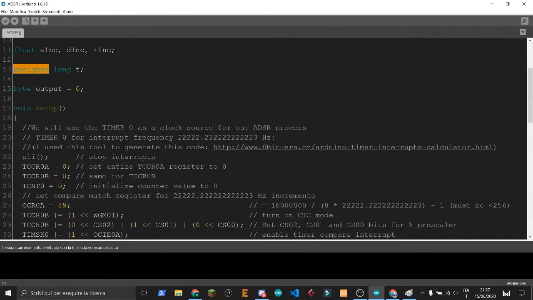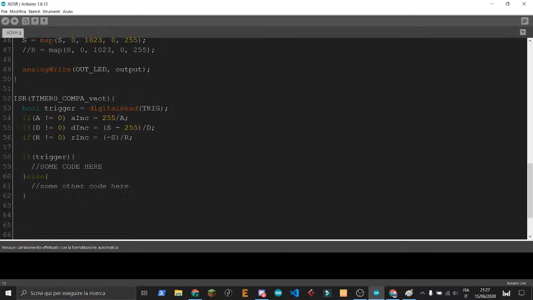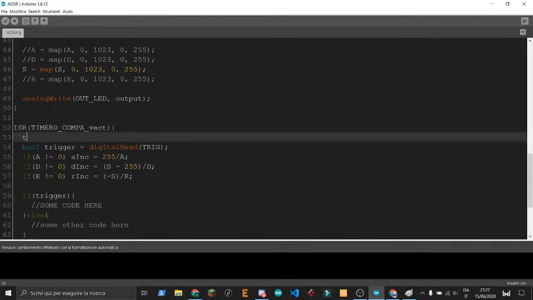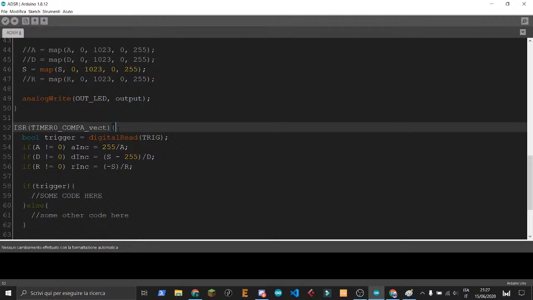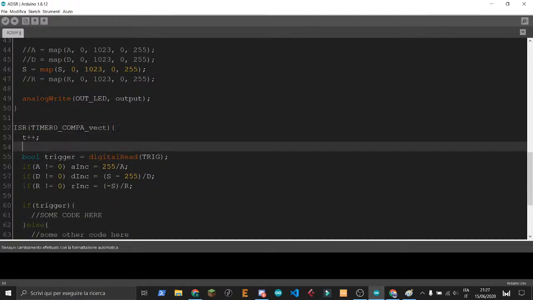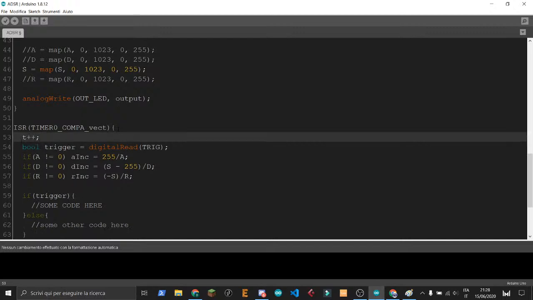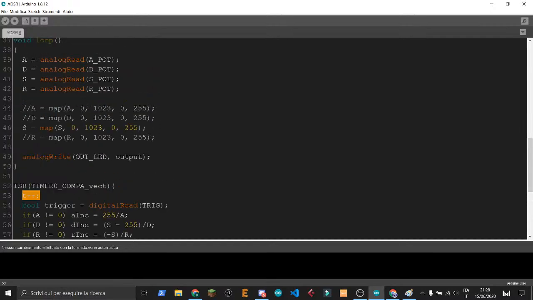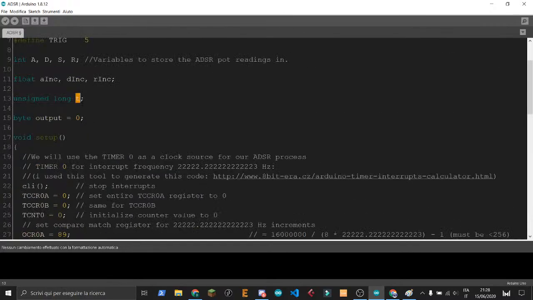So we just say t plus plus. Actually, I don't think we need this variable. No, we do need this variable. So, t plus plus. This statement basically increments the t variable by one.